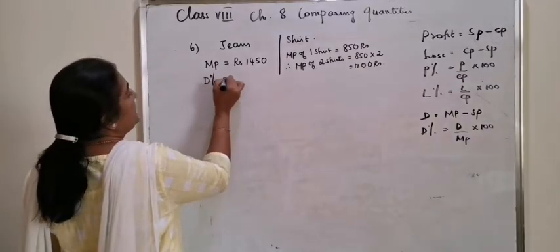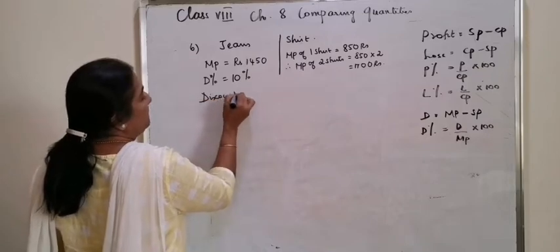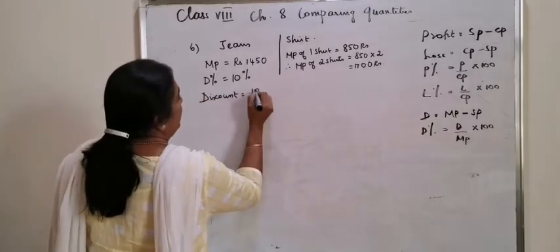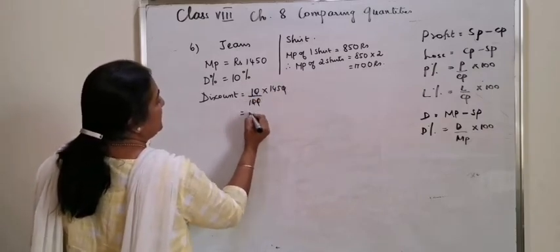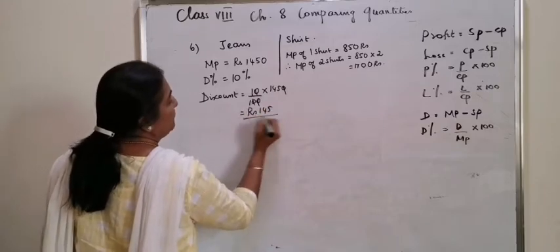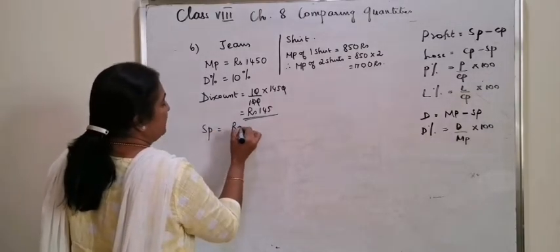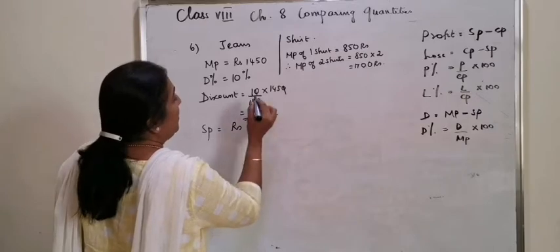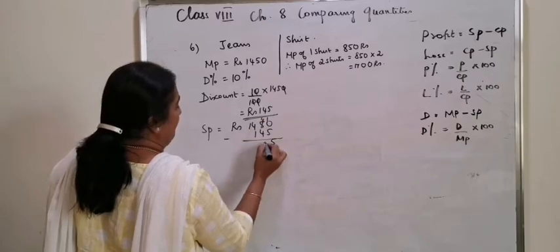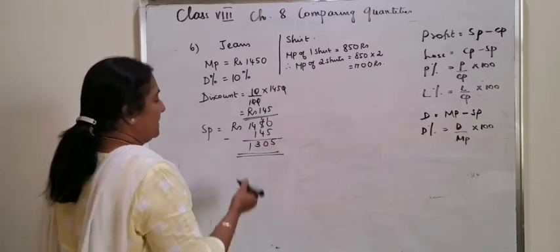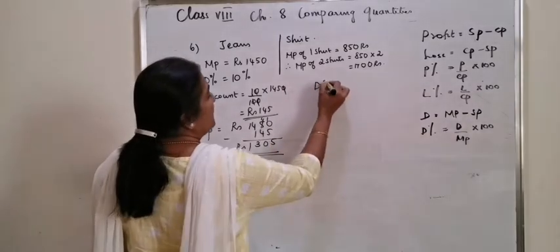So, the discount percent is 10%. That means the discount he is getting is 10 by 100 of 1450, or it is rupees 145. So what is the selling price of the jeans? It is rupees 1450 minus 145, rupees 1305.